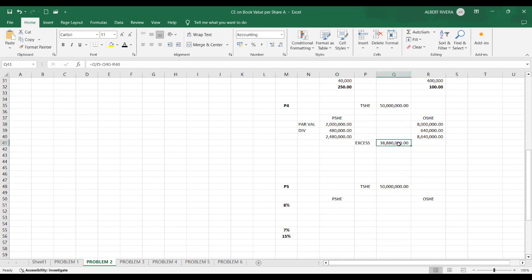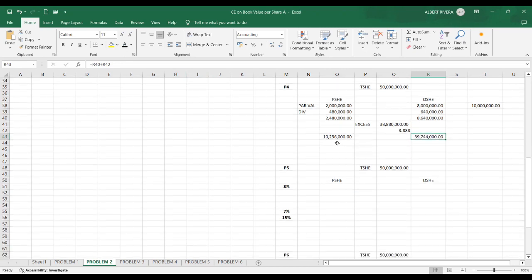So this is 38.88 divided by the aggregate par of 2 plus 8, that is 10 million. So the allocation factor would be 3.888 times the par value of 2 million. So this is 10.56. 3.88 times 8 million. This would be 39.74. So a total of, ito pala yung allocation factor.